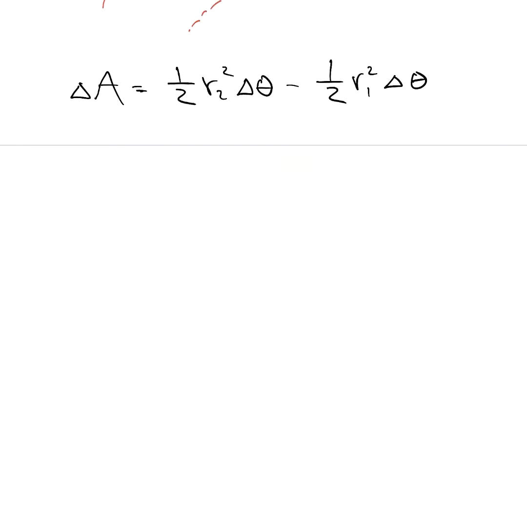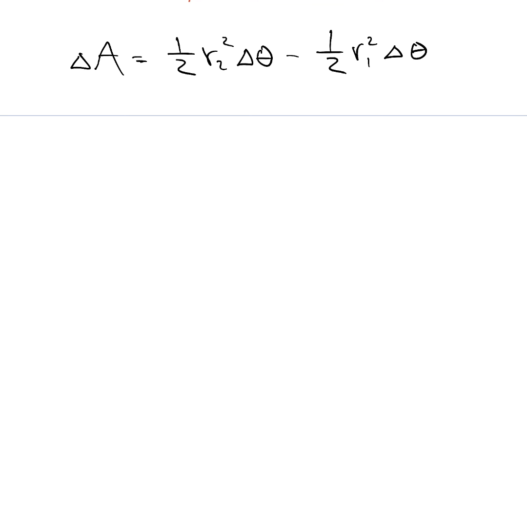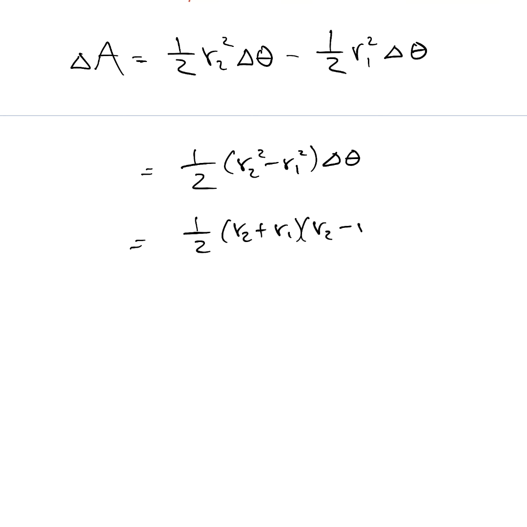Okay, now let's simplify this. Factor out the 1/2, and then you got R2 squared minus R1 squared, and then you got delta theta at the end. But R2 squared minus R1 squared factors, write that as R2 plus R1 times R2 minus R1 times delta theta. Write that as R2 plus R1 all over 2. And then R2 minus R1, that is delta R.